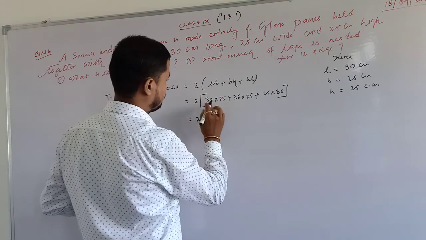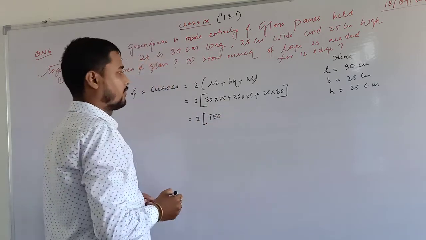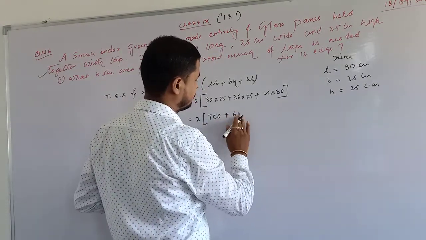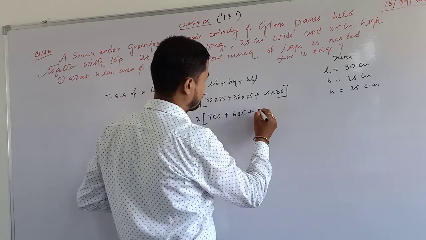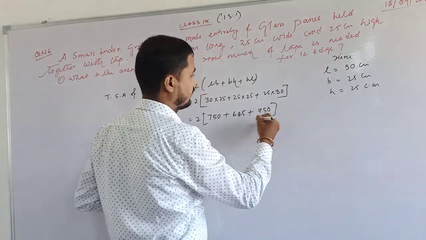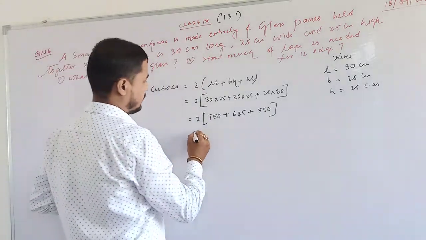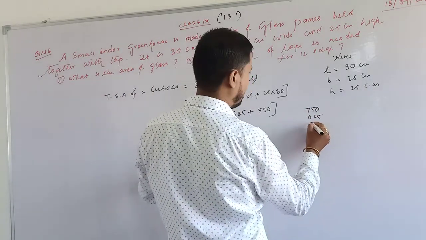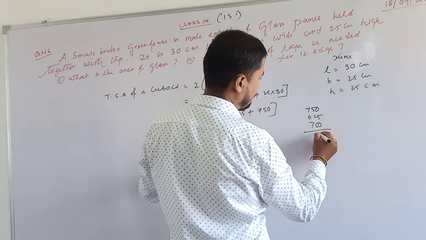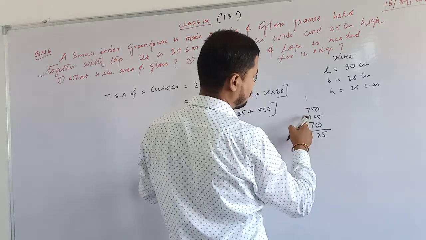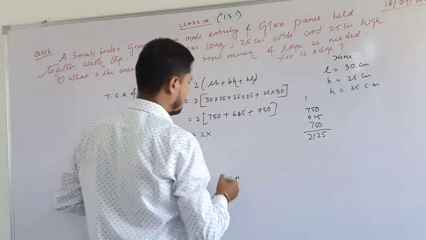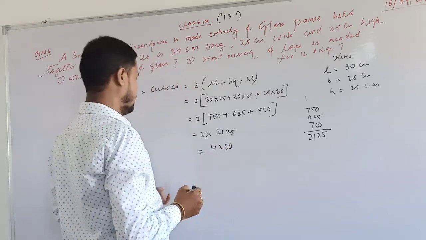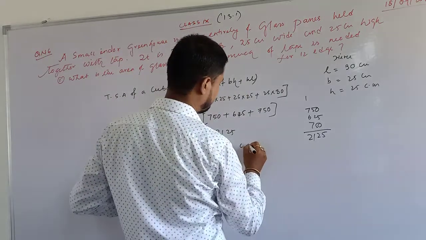2 into, 25 into 30 is 750. This is 625, plus this is also 750. So 2 into (750 plus 625 plus 750), that is 2 into 2125, which is 4250 centimeter square.